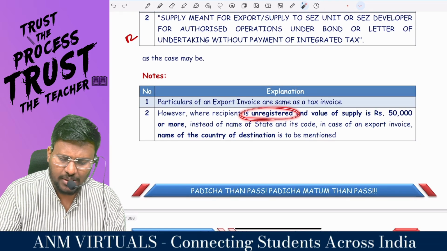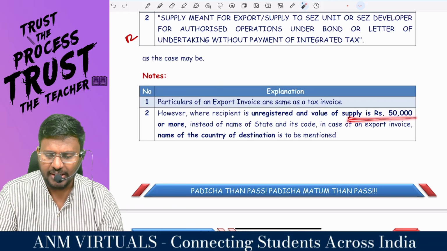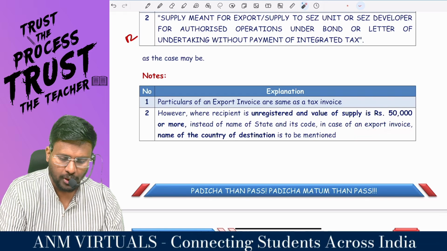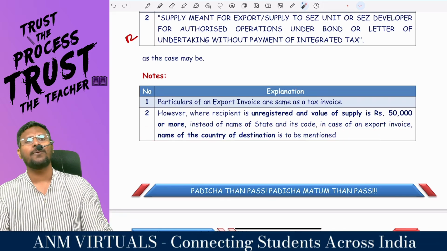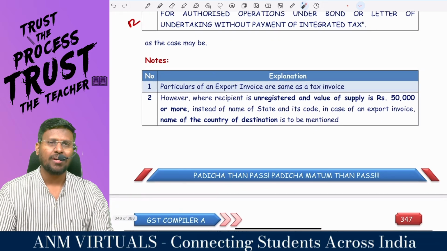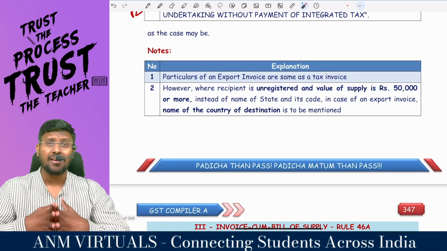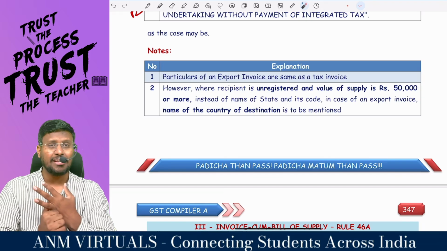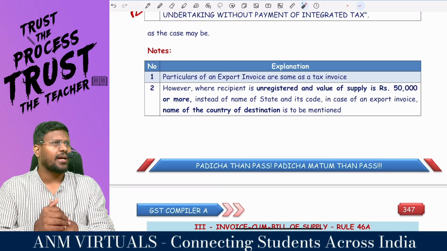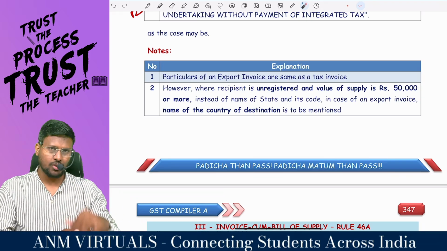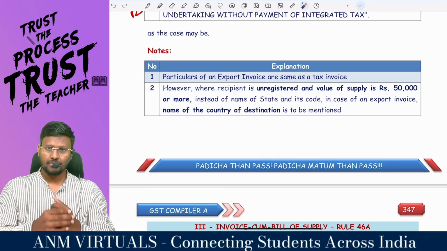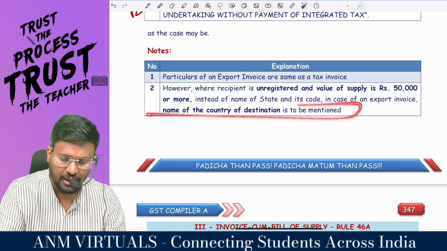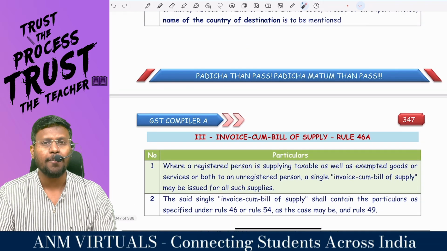However, where the recipient is a registered person and the value of supply is more than a specified amount, instead of the name of state and its code, in case of export invoice, the name of the country of destination is to be mentioned. Sir, this is an exception. We studied that if the recipient is an unregistered person and the value of supply is more than 50,000, we have to mention the state and the state code. But here the state concept will not be there, because from India we are exporting out of India. So state will not come, country will come. And so instead of the state and the state code, my dear lovable students, you have to mention the name of country of destination.